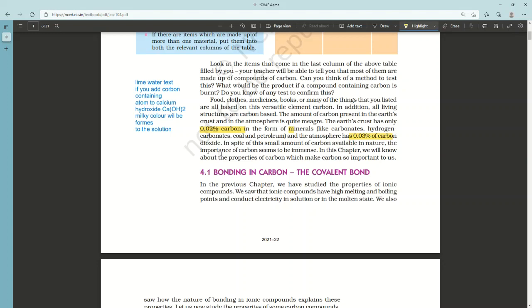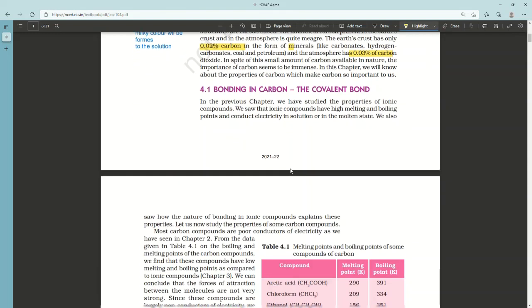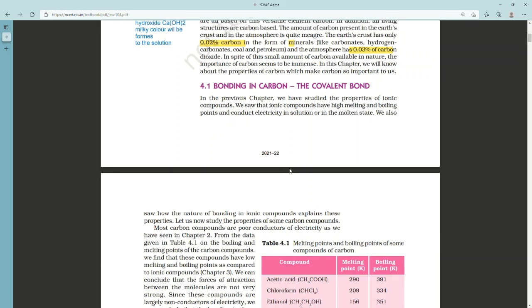The Earth's crust has 0.02% carbon in the form of minerals like carbonates, hydrogen carbonates, coal and petroleum, and the atmosphere has 0.03% of carbon dioxide. In spite of this small amount of carbon available in nature, the importance of carbon seems to be immense. In this chapter, we will know about the properties of carbon which make carbon so important to us. Topic 4.1. Bonding in carbon, the covalent bond.